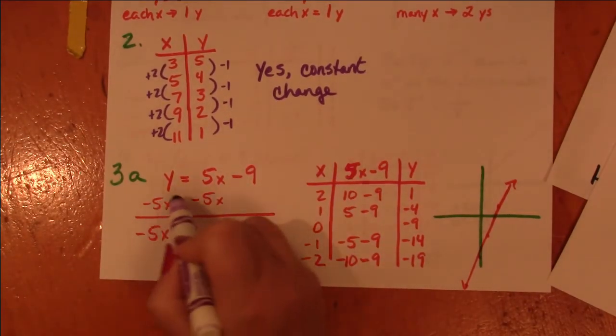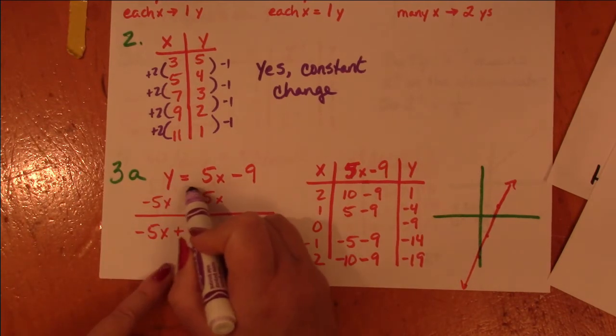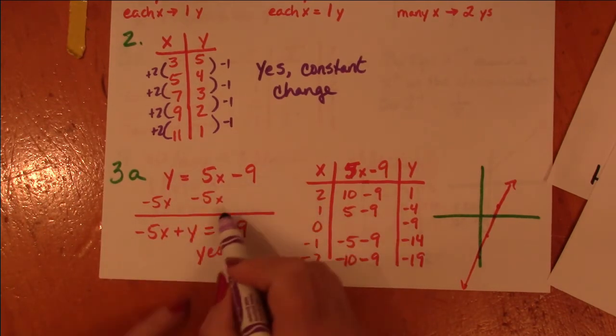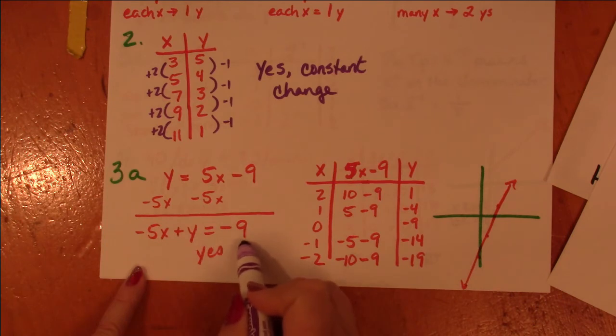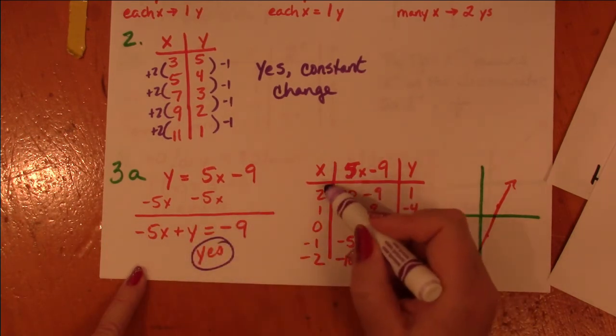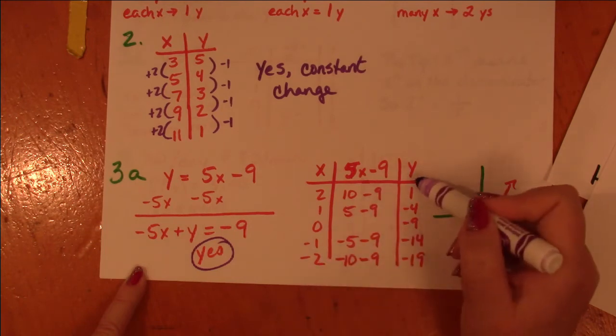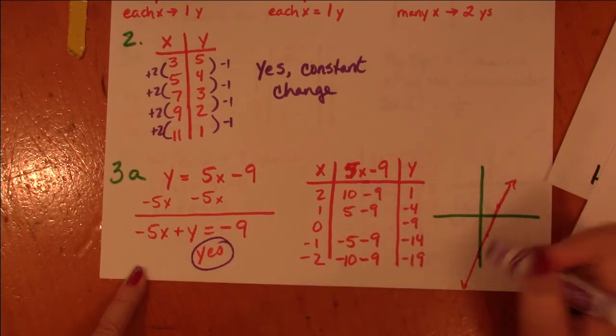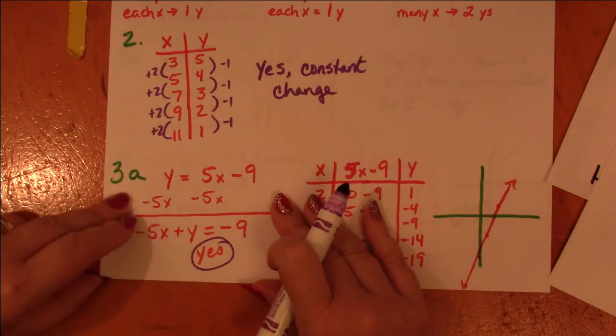Check it out number 3. 3a, we have y equals 5x minus 9. I'm going to put it in standard form. So yes, we've determined that it is a linear function. I'm going to give it 5 x's. That'll give me 5 y's, and I'm going to graph it. It looks like this.